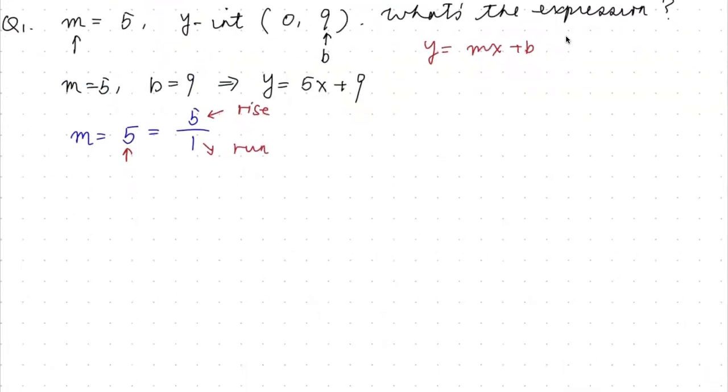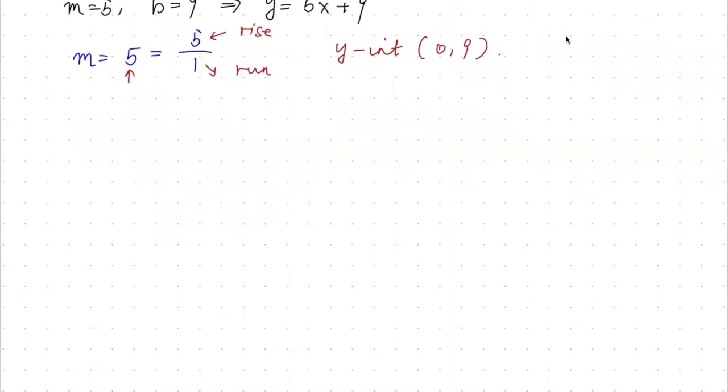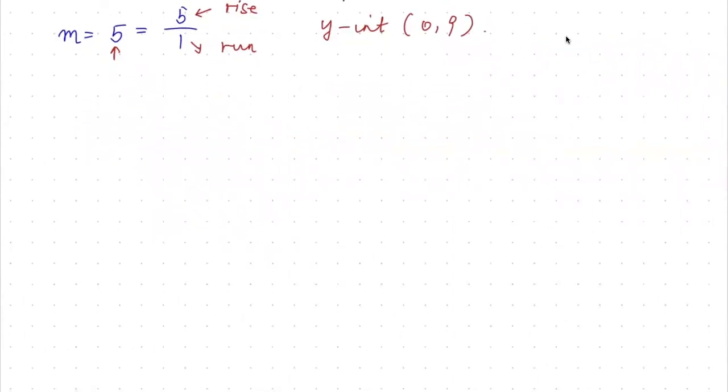And also we have the y-intercept, right? The y-intercept is (0, 9). So we have this point. The y-intercept is part of the straight line, so it must be on the straight line, right? So we have a point on the straight line and we have rise and run. Now we can draw the graph, right? So let me try to draw it.